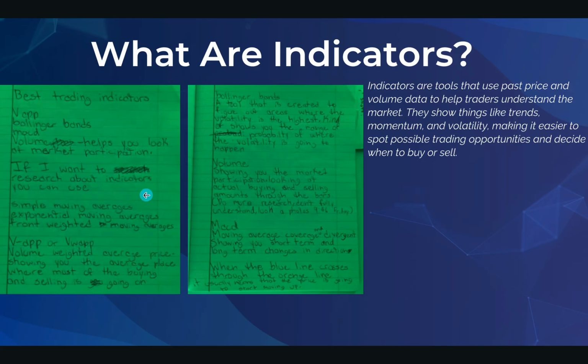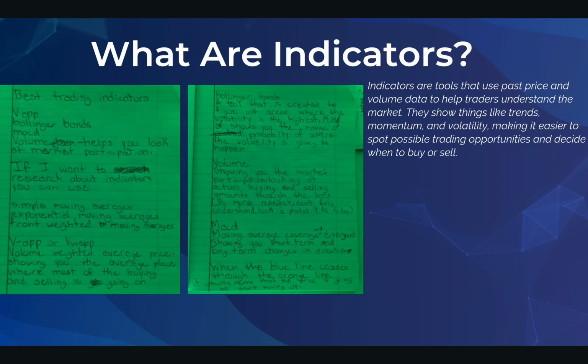So right here we have different indicators that I started using and did research on when I first started. We have VWAP, Bollinger Band, MACD, and volume, which you already know helps you look at market participation. If you want to research indicators, you can research them on your own. But I think the basics are the best ones. You can use complex ones, and they might help, but the basics are just as useful and just as good. So I actually stick with the basics.